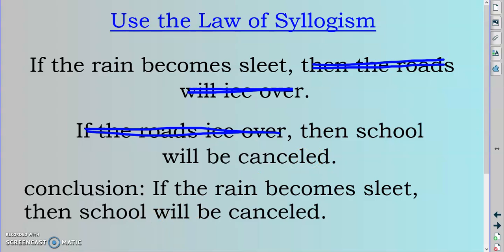Don't get tripped up when this says conclusion. Our conclusion for law of syllogism is always going to be an if-then statement.